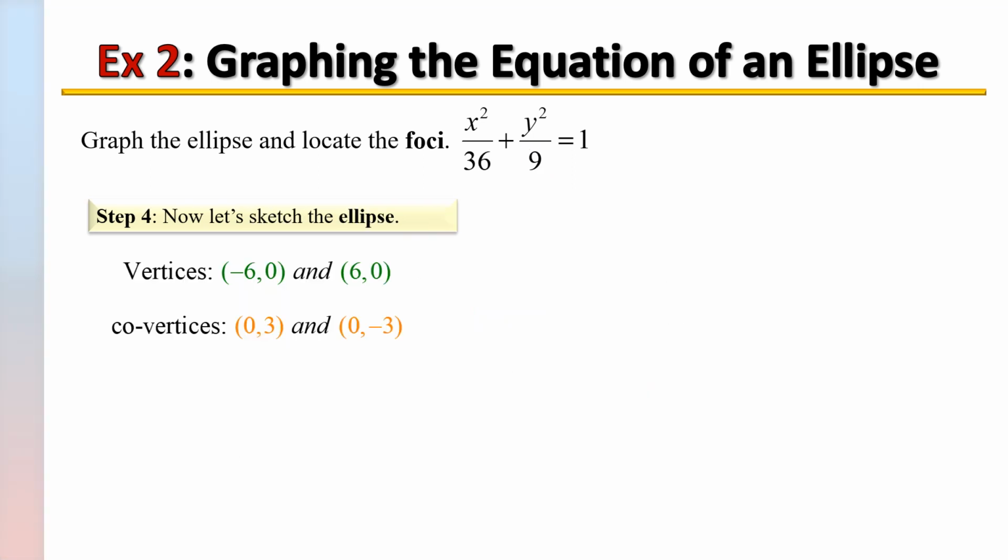We now have enough points to go ahead and sketch our graph on the rectangular coordinate system. So once we plot these points, our graph will look like so.